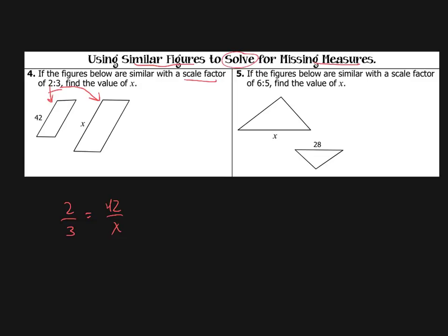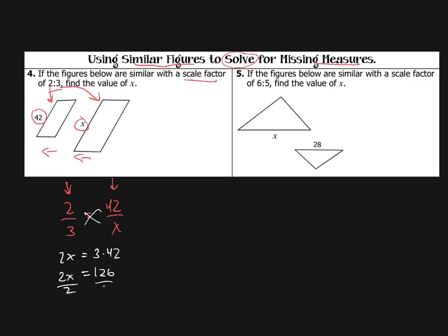Those are corresponding sides, right? They're both to the left side of their respective figures. So if this is our ratio, then we can put the corresponding sides as an equal proportion, just like we did in our statements, and then we'll use our skill of cross multiplication. So 2x equals 3 times 42. And then the rest is just algebra. 3 times 42 is 126.